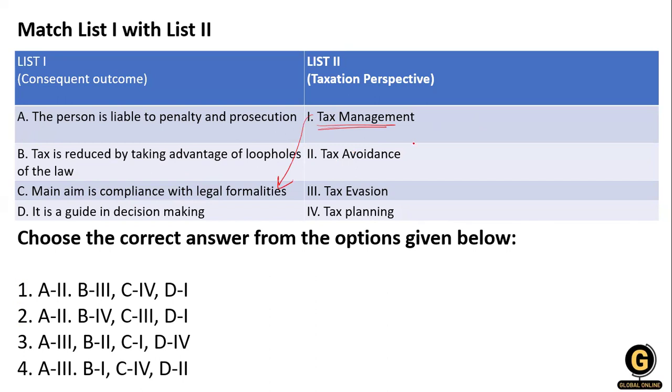Then what is tax avoidance? Tax avoidance means we use the loopholes. The tax is reduced by taking advantage of the loopholes, so it matches with B. Tax evasion means we are punishable, liable for the penalty. So option A is matched with the third. Then what is planning? Planning means a guide, that is, guidance for decision making. So A has 3. So option number 3 is the right answer.